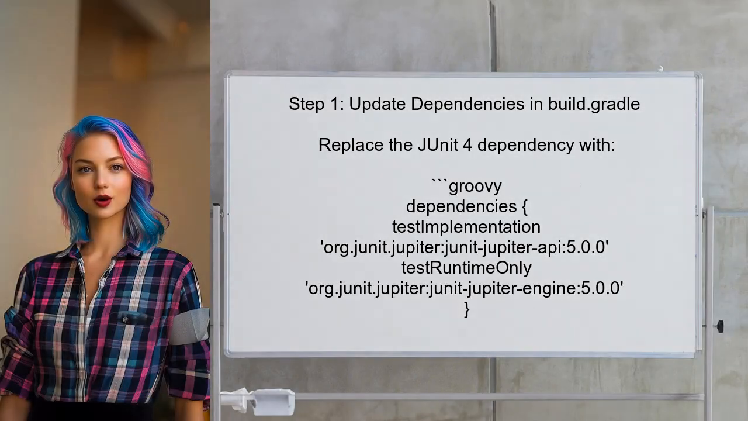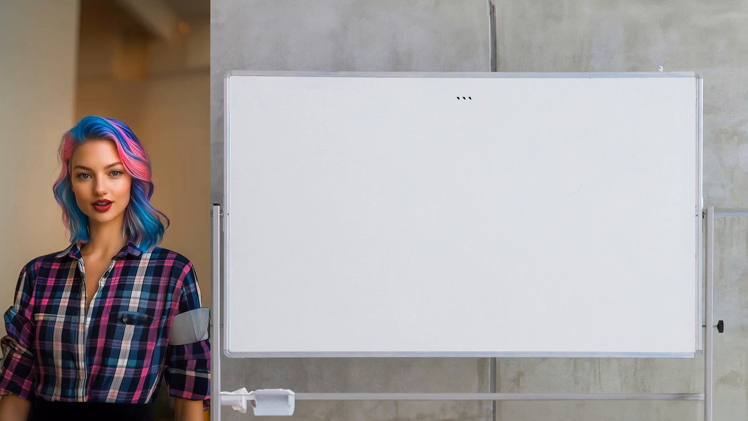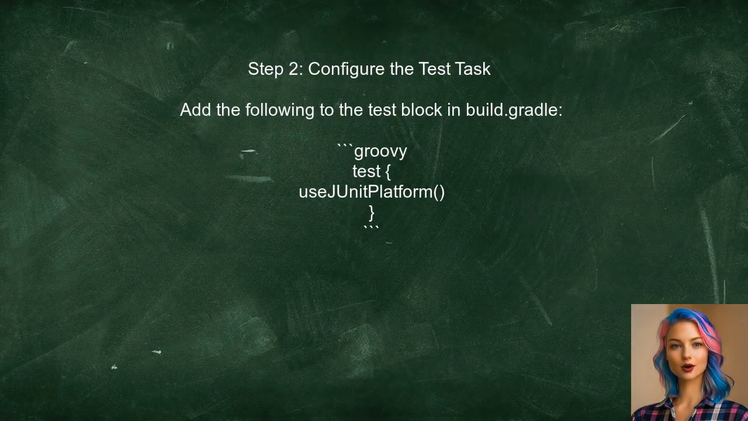To begin resolving the user's issue, we need to ensure that the correct dependencies for JUnit 5 are included in the Gradle build file. The user should replace the existing JUnit 4 dependency with the appropriate JUnit 5 dependencies. Next, the user should ensure that the test task is configured to use JUnit platform. This can be done by adding a specific configuration to the test block in the build file.